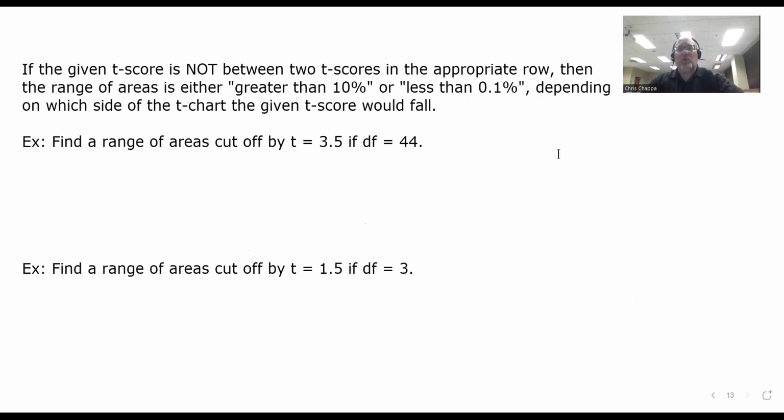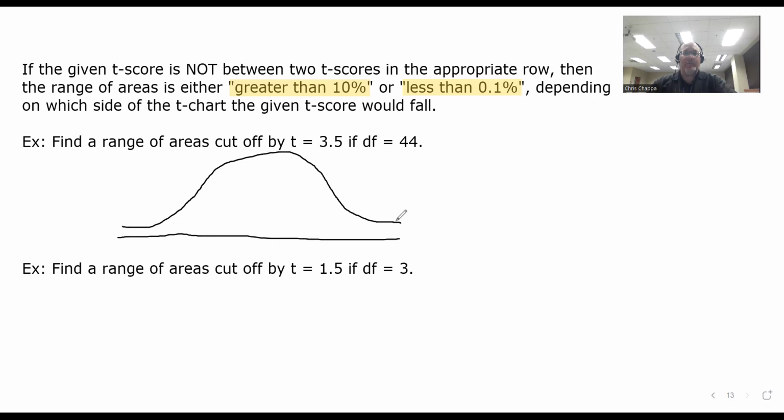Now, if the given score is not between two t-scores in the appropriate row, then the range of areas is either greater than 10% or less than 0.1%, depending on which side of the t-chart the given t-score would fall. For example, let's say we want to find the range of areas cut off. I should say range of area, it's singular, cut off by t equals 3.5.